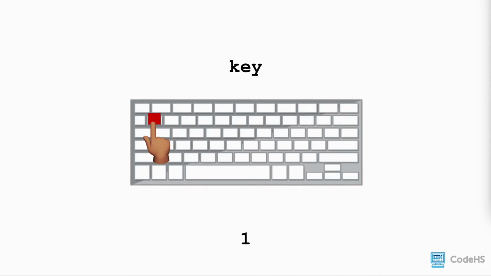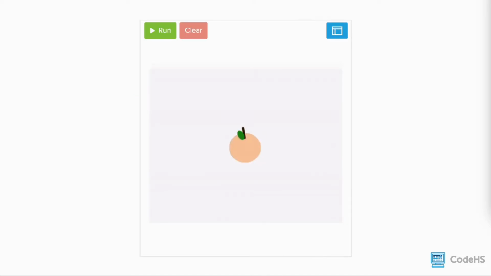P5.js provides a built-in variable called key that contains the value of the most recent key on the keyboard that was typed. If the number 1 was pressed, the key will have the value 1. With these built-in variables and functions, we can create interactive sketches that perform an action depending on which key is being pressed. We can add an if statement to perform an action if one condition is true.